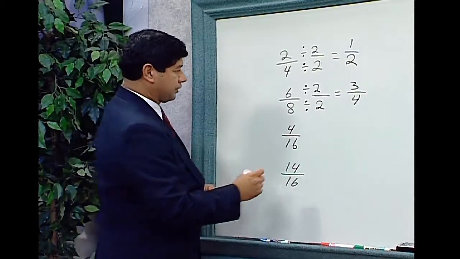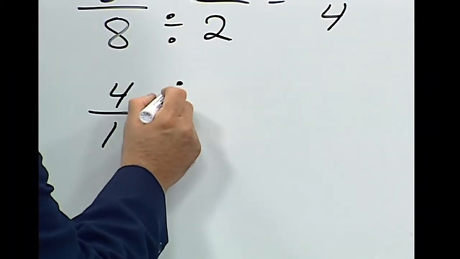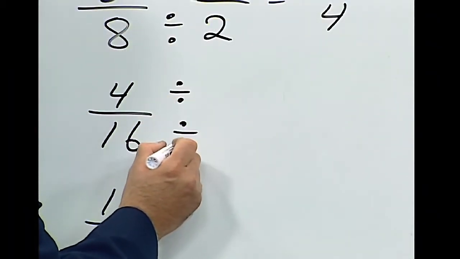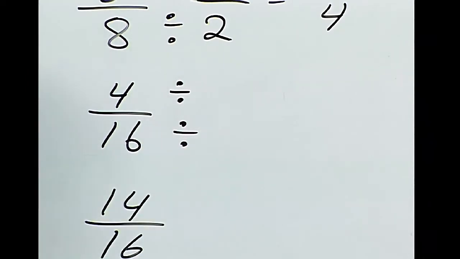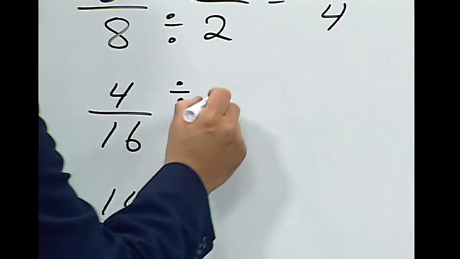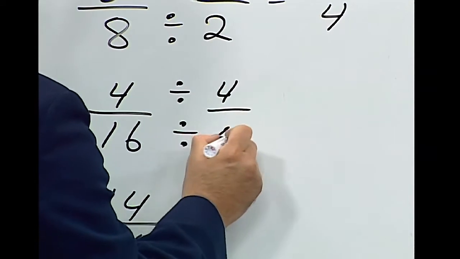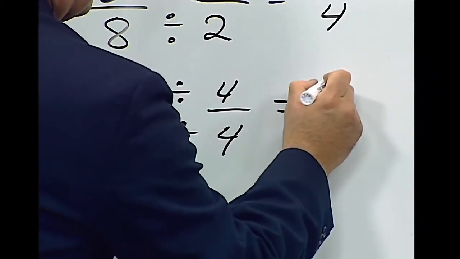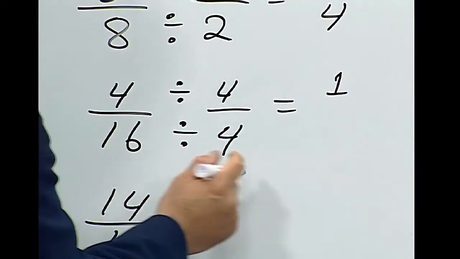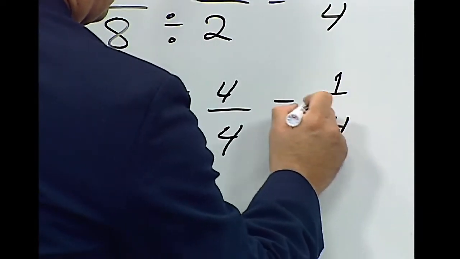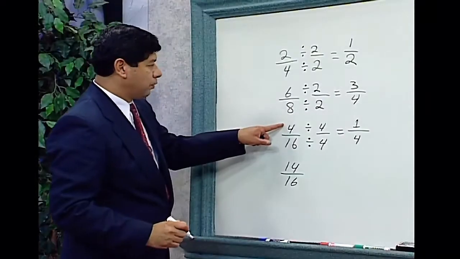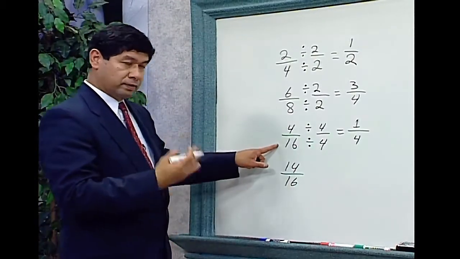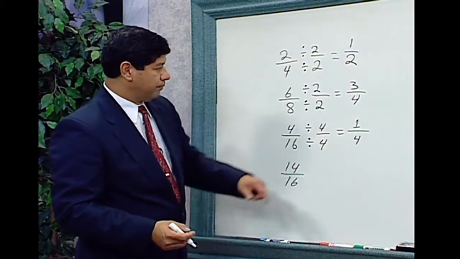Now we have 4 over 16. Again, we can divide both the numerator and the denominator by a common factor, and the common factor in this case would be 4. 4 over 4. 4 divided by 4 is equal to 1, and 16 divided by 4 is equal to 4. So we can show that 4 over 16 is equivalent to 1/4.